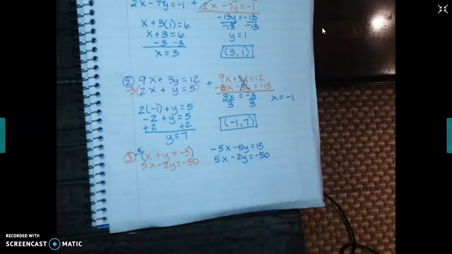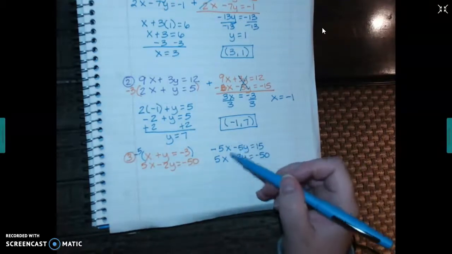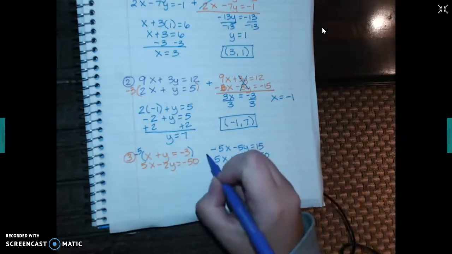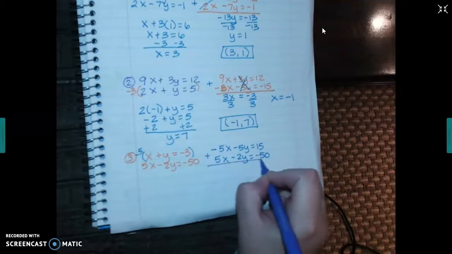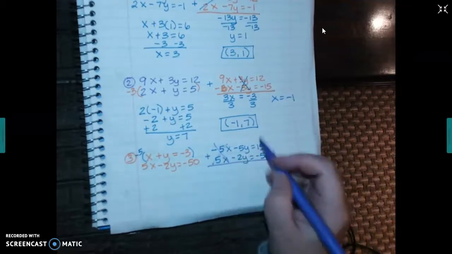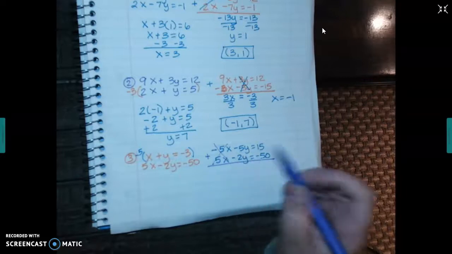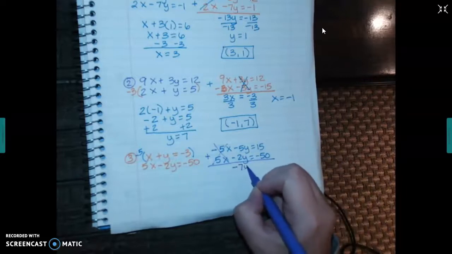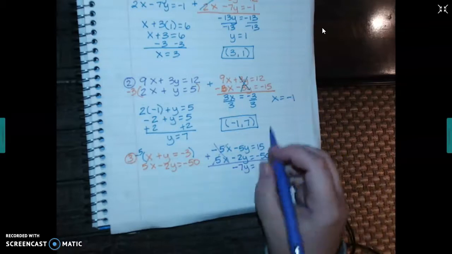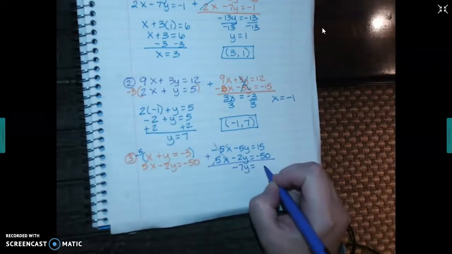Now take a look at what you have. Your x's in this case are opposites. And like you've heard me say, when you have opposite terms, you are going to add them together in order to eliminate. So negative 5x plus 5x will cancel out. Negative 5y plus negative 2y is negative 7y. And then 15 plus negative 50 is negative 35.